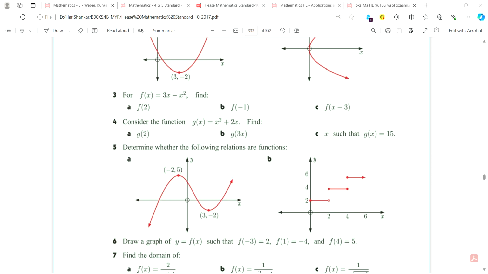The second one can't be a function. Yes, your answer is very much right. And can you give the reason for that also? Why is the second one not a function?